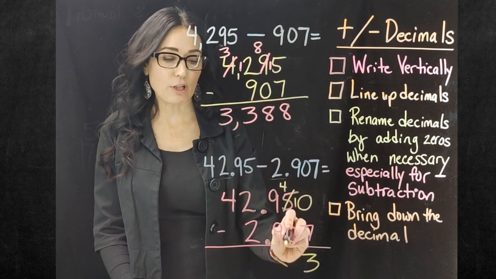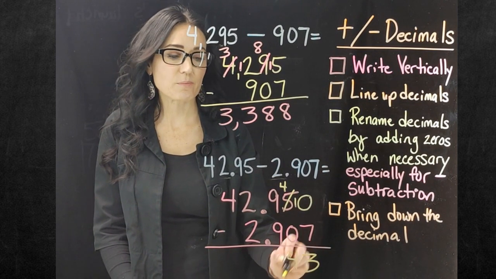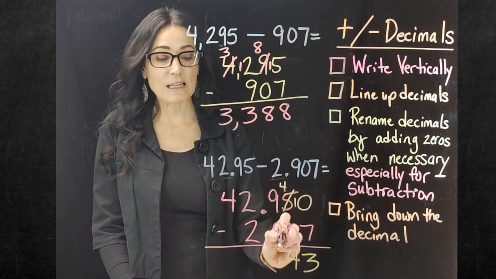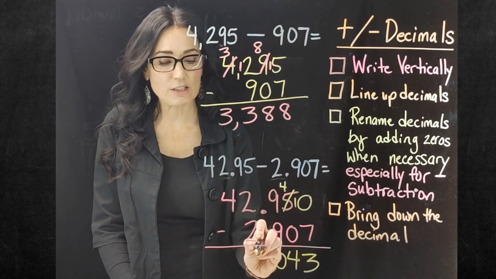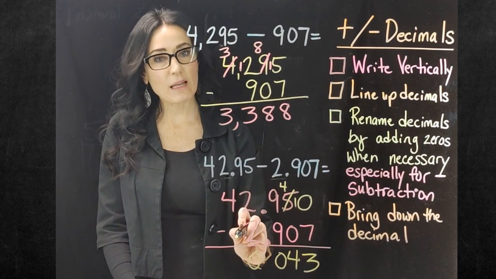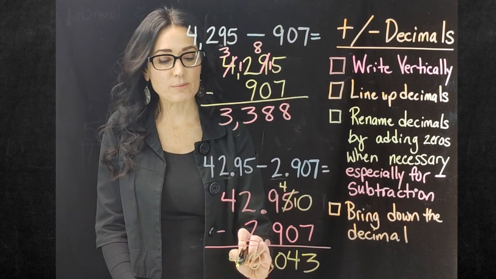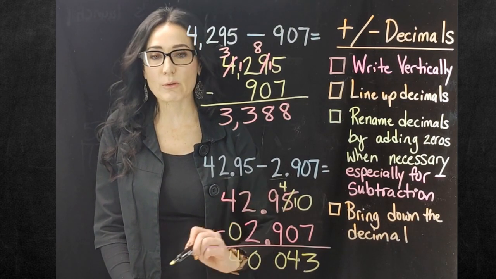4 minus 0 is 4. 9 minus 9 is 0. 2 minus 2 is 0. And 4 from nothing is still 4. Okay? Or you could fill that in with a 0 if you'd like.